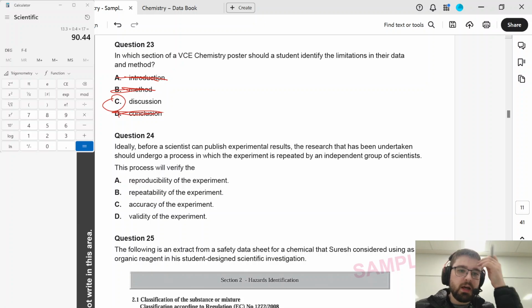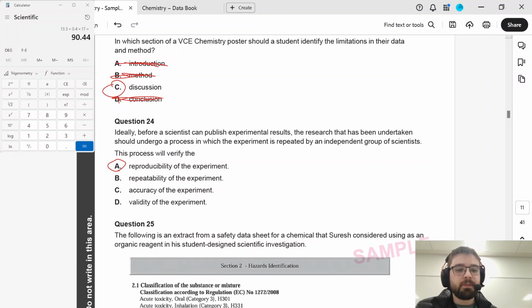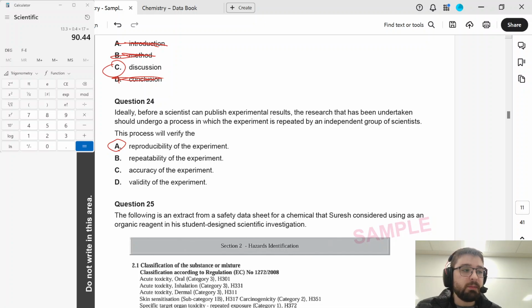Ideally, before a scientist can publish experimental results, the research that has been undertaken should undergo a process in which the experiment is repeated by an independent group of scientists. This process will verify the... theoretically it could verify some other ones as well. But they're definitely going to be reproducibility. If you've got the same experiment being repeated by someone else, that's just textbook reproducibility. So it's probably going to be in a different lab and by different people. And if you get the same results, then you would say that is high reproducibility. Yeah, it does say ideally because I'm going to be honest, this doesn't happen. It doesn't usually happen.